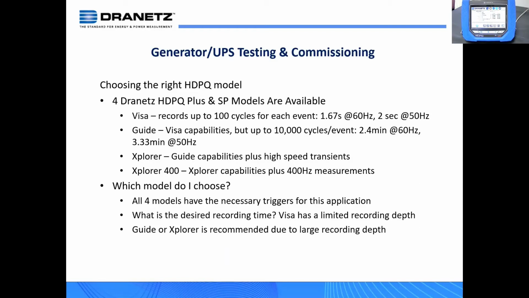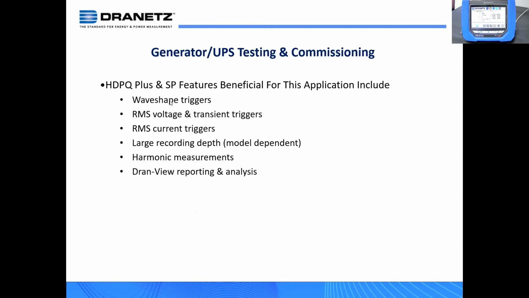So which model do you choose? First of all, the 4 models, the Visa, the Guide, the Explorer, and the Explorer 400, have the necessary triggers that we are discussing for this application. So if I go back a slide, they have the wave shape triggers, they have the RMS voltage and transient triggers, not high-speed transient triggers. That's only available in the Explorer, but that may not be necessary for a lot of these applications. Sometimes it is, and some people are interested in that, but that's not an overriding requirement by many of our customers. So the Visa also has the current triggers, but it doesn't have that large recording depth. That's something that it does not have. But it does have harmonics, and it does have, of course, that DranView capability.